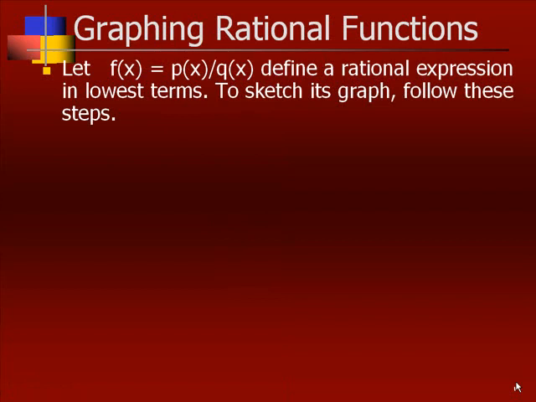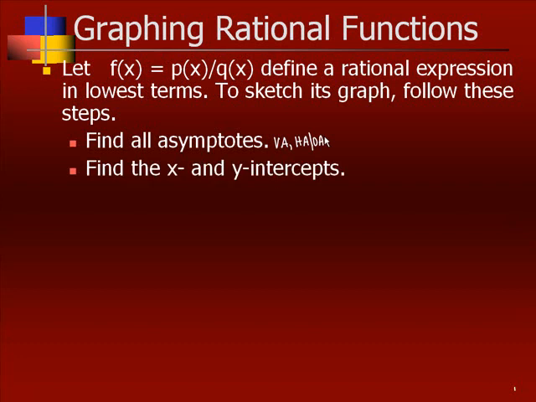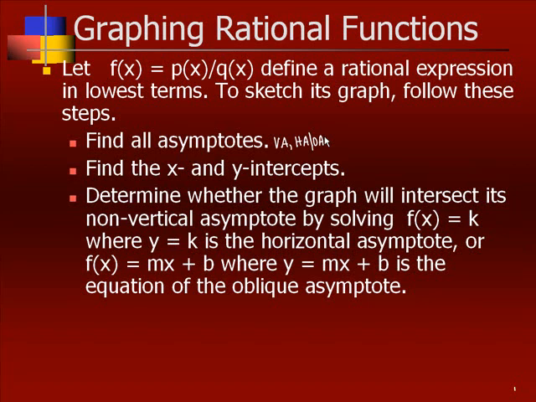Let f of x equals p of x over q of x define a rational expression in lowest terms. To sketch its graph, follow these steps. First thing, find all asymptotes. So we're going to find the vertical asymptote, then see if there's a horizontal asymptote or oblique asymptote. Then we're going to find the x and y intercepts. Remember, to find the x-intercept, you set it equal to 0. To find the y-intercept, you let x be 0.